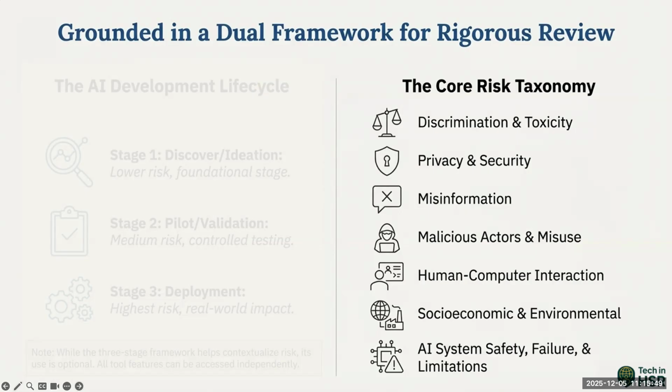Well, that tool that we have organizes all these potential dangers into seven major categories or domains. It covers everything from technical failures to social impacts, and here they are. These seven domains give reviewers a complete map of the AI risk landscape. Basically, it's a comprehensive checklist of what could go wrong.